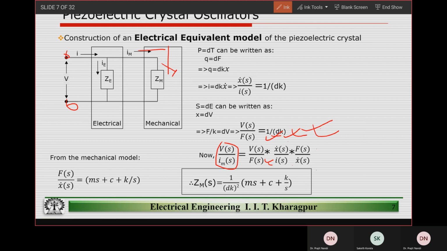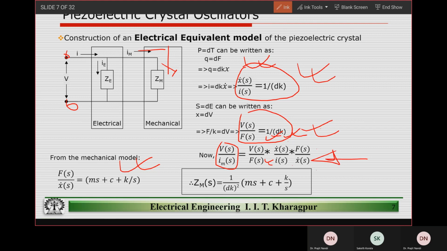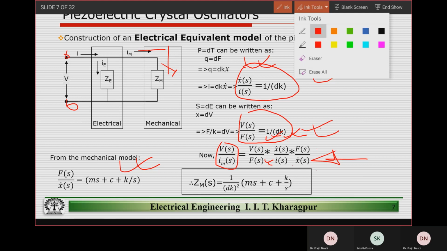And going back to that spring and damper model, in the previous classes that I've discussed, Fs by x dot s can be written like this, that you can derive. I'm not deriving it again because I've already done that, right? And similarly, based on these two fundamental equations, we have an expression for x dot s by Is, and we also have an expression for Vs by Fs, right? So these three components, if we fit them into this equation, we land up with ZMS, and this form looks very familiar to us.